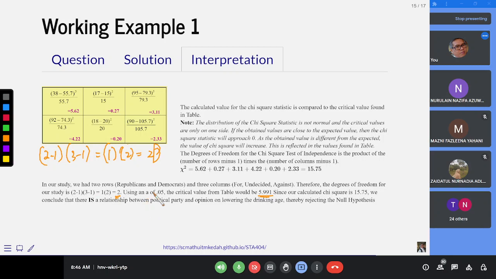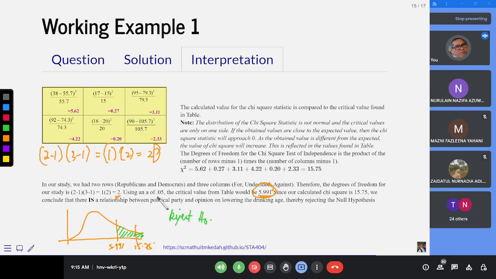And then you find the critical value with alpha equal to 0.05. You get the value to be 5.991. Next, you have to compare. So in this situation, you are using chi-square test. So the chi-square test is similar to the F-test. So you have 5.991 over here, and then you have the test value 15.75 over here. So this will be the rejection region. So right now your test value is in the rejection region. So that means you reject H0.